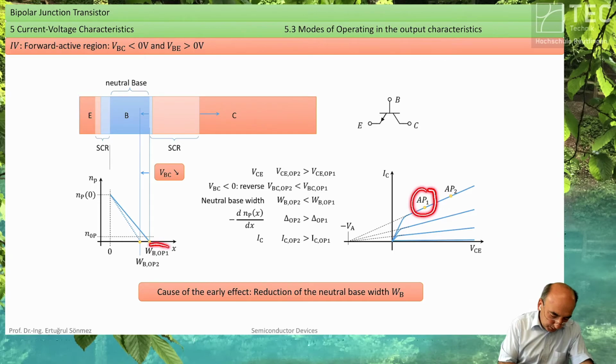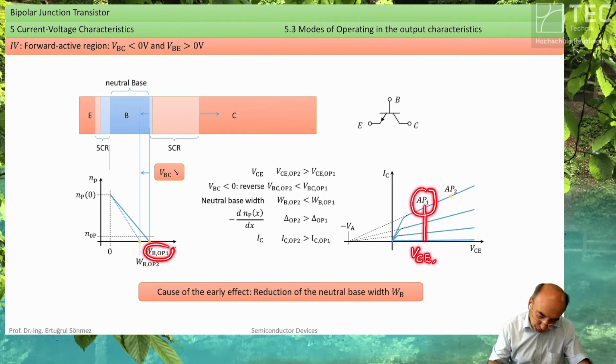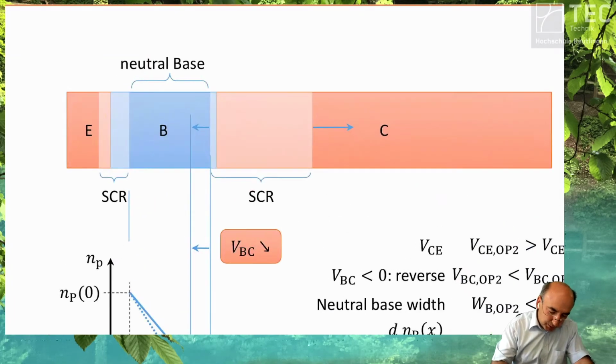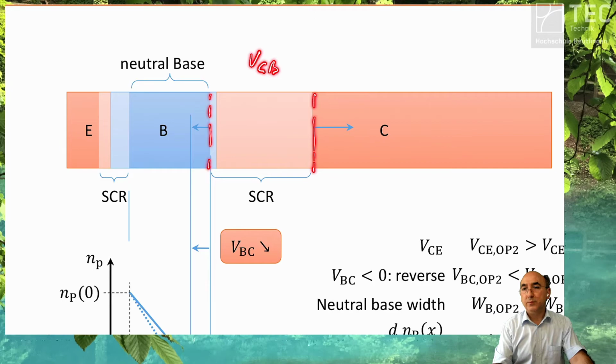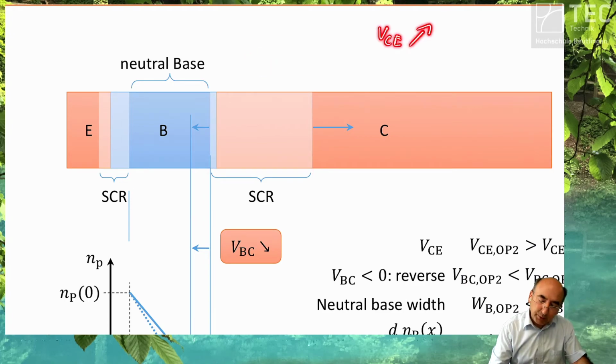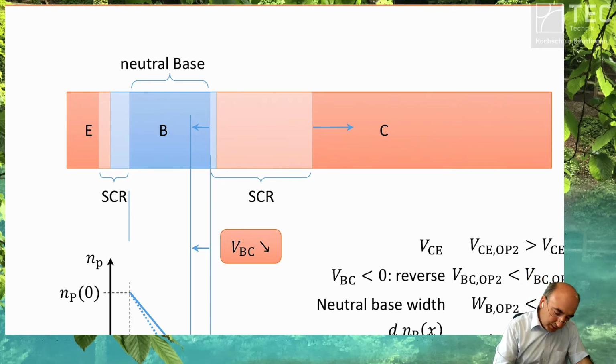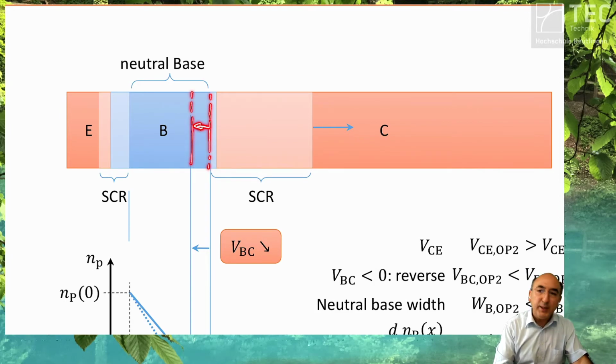If we have a bias point 1, we have a certain collector emitter voltage. If we have a certain collector emitter voltage, we have therefore a certain collector base voltage. If we increase the collector emitter voltage, we increase the reverse bias of the collector base voltage. We increase it. The reverse bias is increased. This means the space charge boundary for this diode is also pushed into the base, also into the collector.